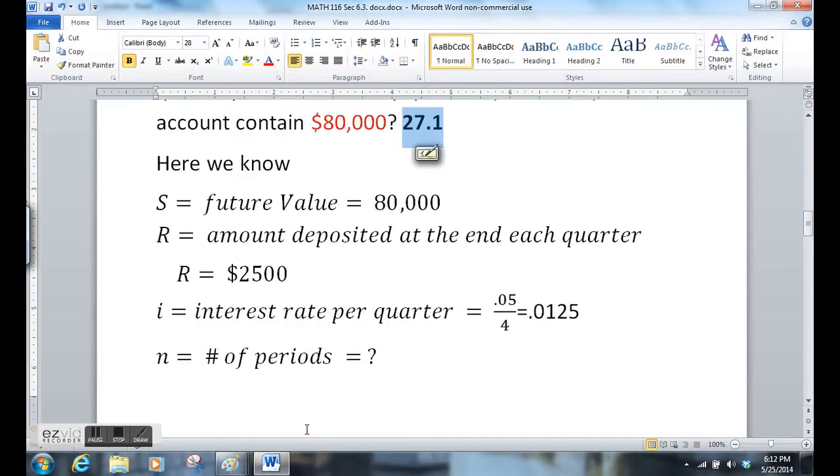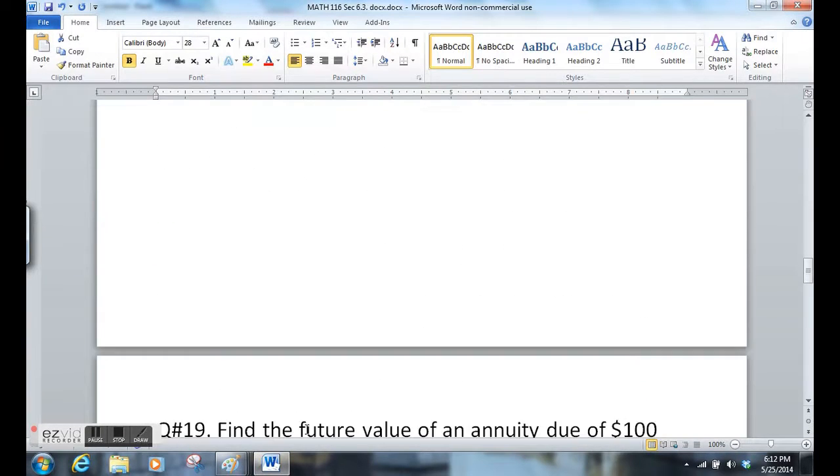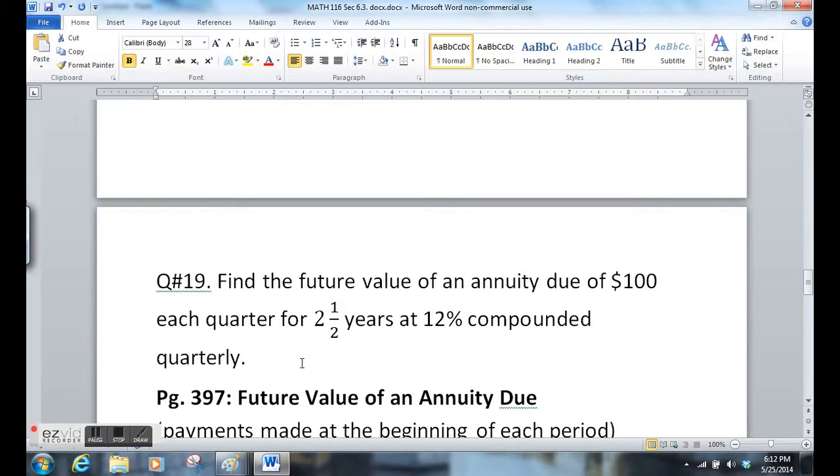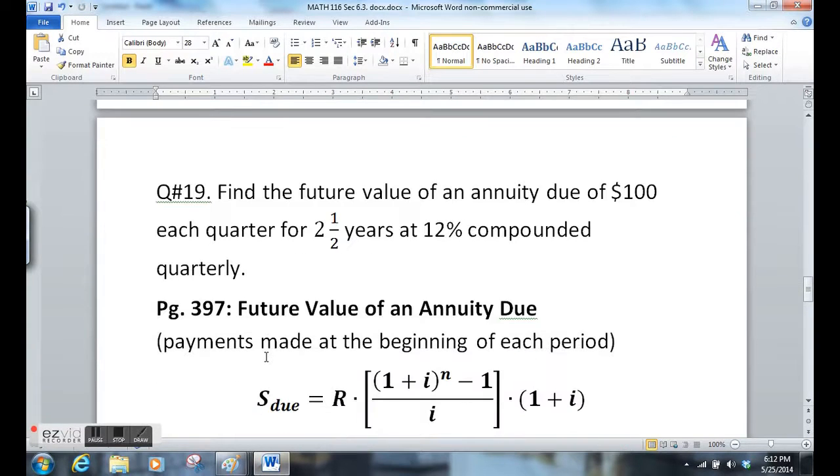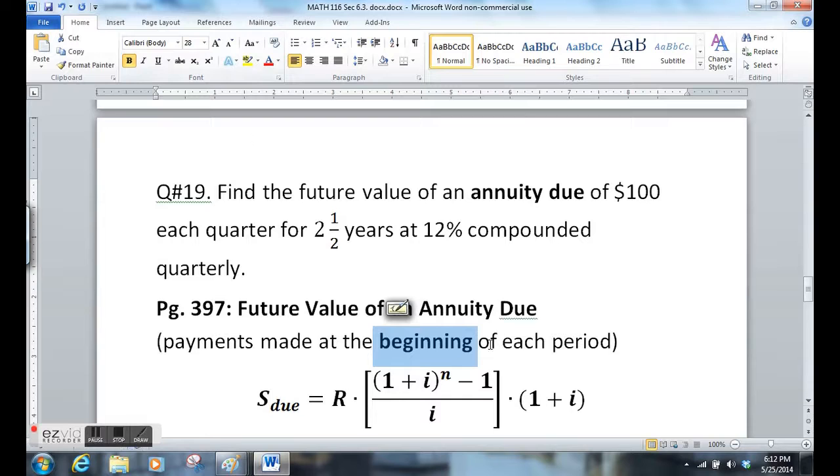So let's look at another one. There's another type of annuity. Question 19. Find the future value of an annuity due, this is a new word, of $100 each quarter for 2.5 years at 12% compounded quarterly. So what they're saying is you make a payment at the beginning of each period, not at the end. For an ordinary annuity, it was at the end, but for an annuity due, it's at the beginning. So at the beginning of each quarter, you're paying $100 for 2.5 years at 12% compounded quarterly.